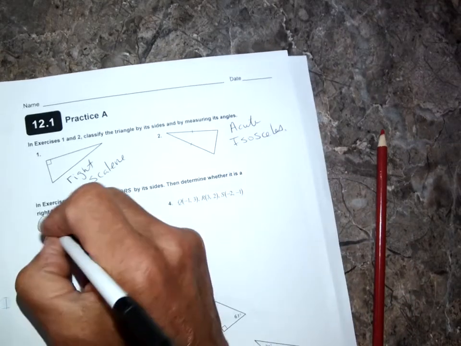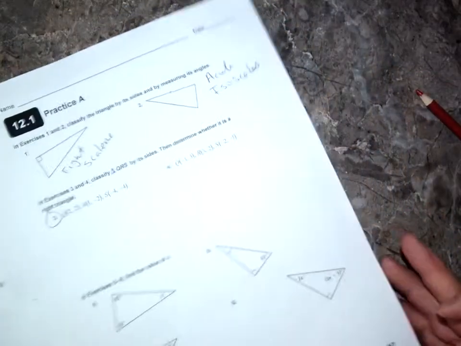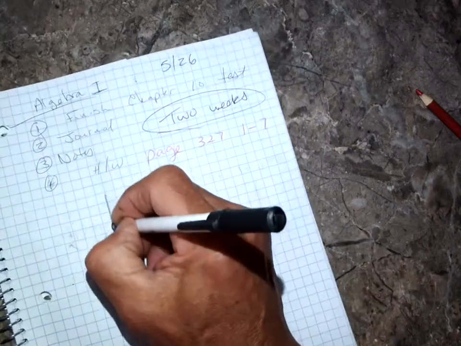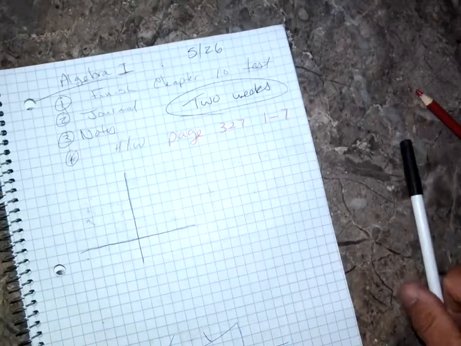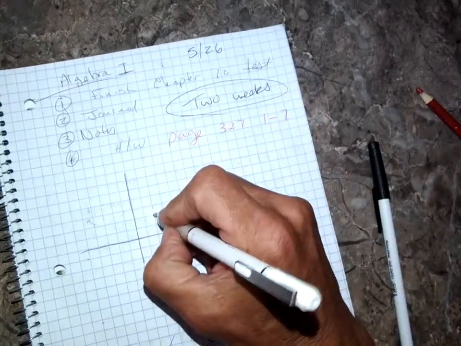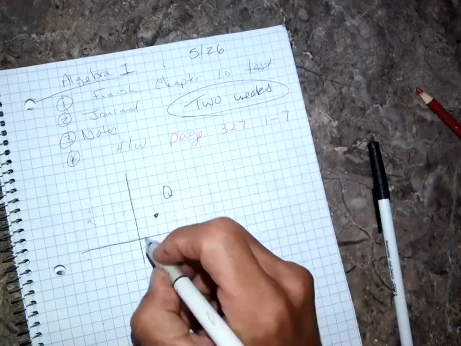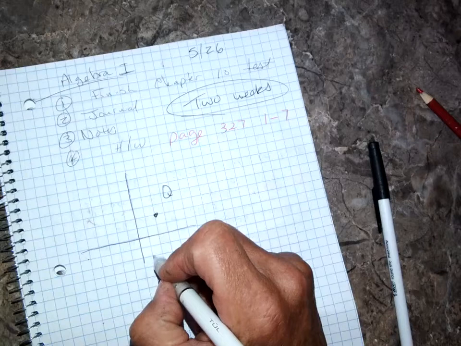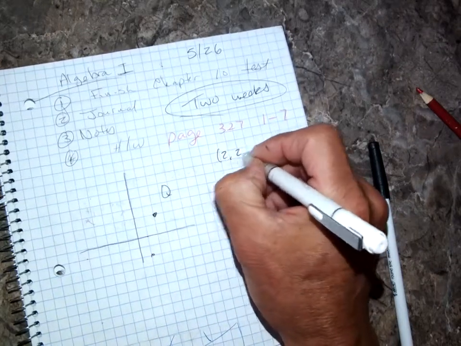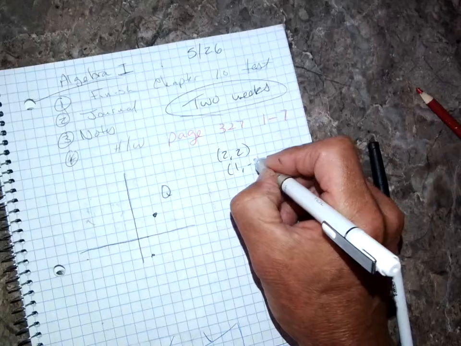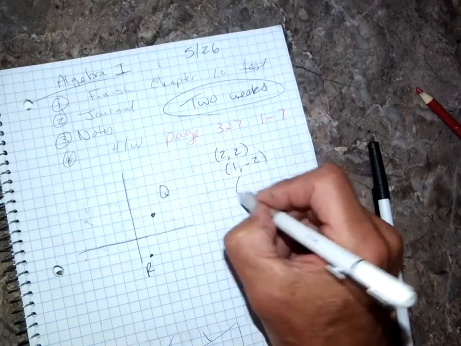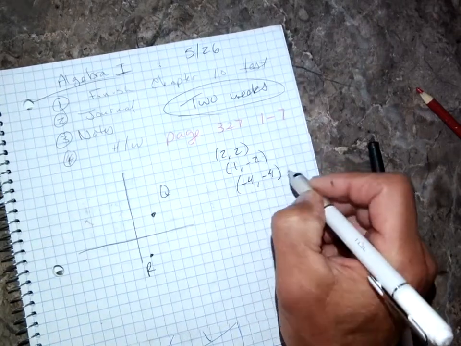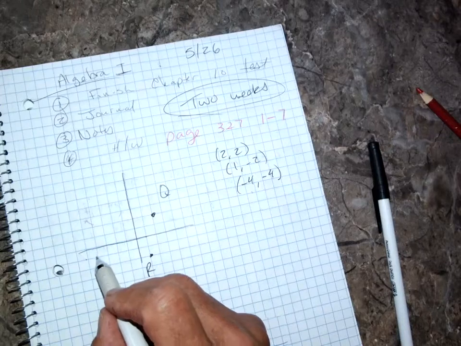Okay, number 3. Let's draw it. Determine whether it's a right angle. I'm going to do this one on a piece of paper. I'm not going to do all of these problems, just a few of them. I've got point Q at 2, 2. I have point R at 1, negative 2. And I've got point S at negative 4, negative 4, counting 1, 2, 3, 4, 1, 2, 3, 4.